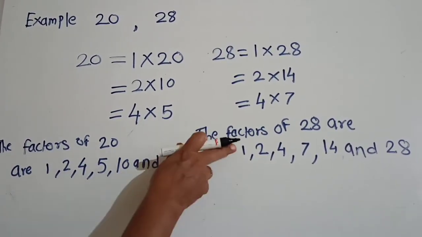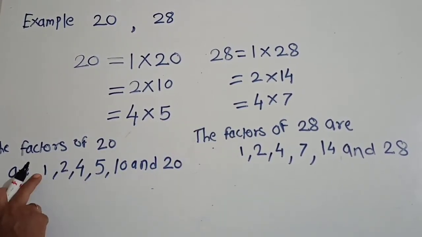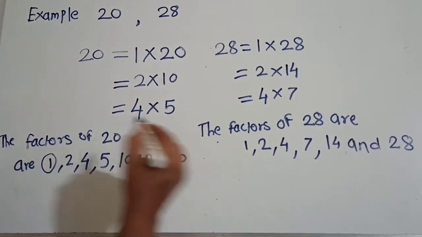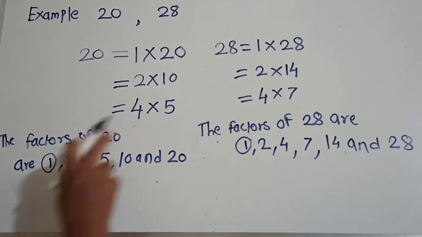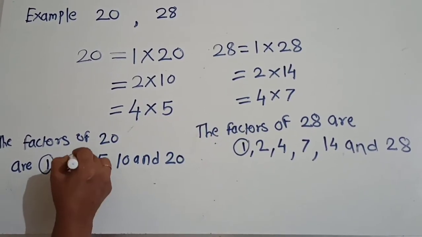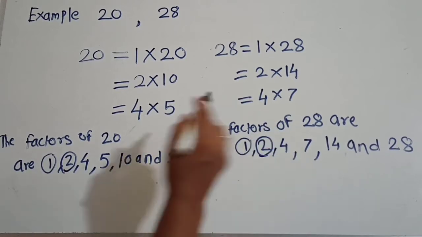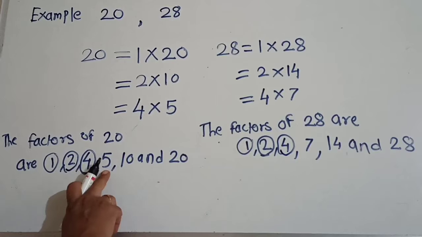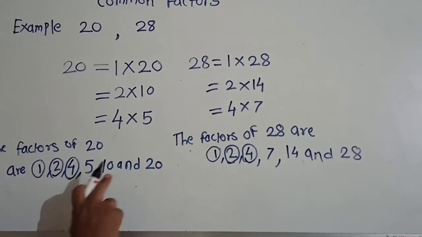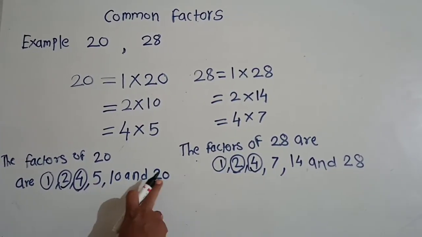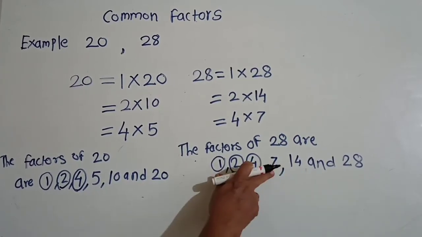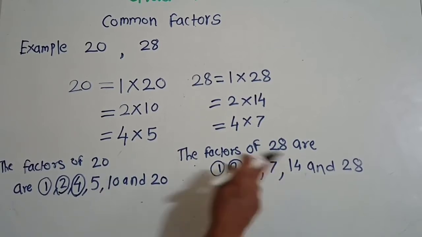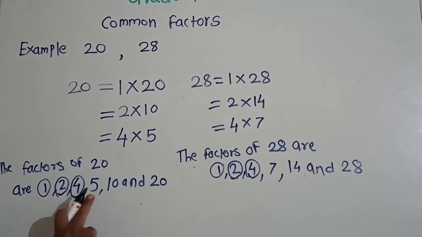Now common factors: here is 1, here is also 1 in the factors of 20 and 28. So circle it. Then next 2, here is also 2, so 2 is also common. Then 4, yes children, 4 is also common here and here. After that is 5, but there is no 5 here. Here is 10, but there is no 10. Here is 20, but there is no 20. Here is 7, but in 20's factors there is no 7. 14 is not here, and 28 is not here.